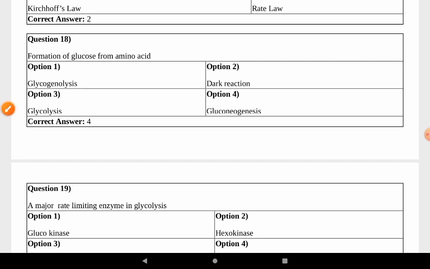Our next question is formation of glucose from amino acid. Option 1 glucogenolysis, option 2 dark reaction, option 3 glycolysis, option 4 gluconeogenesis. So the correct answer is gluconeogenesis. The formation of glucose from amino acid is known as gluconeogenesis.